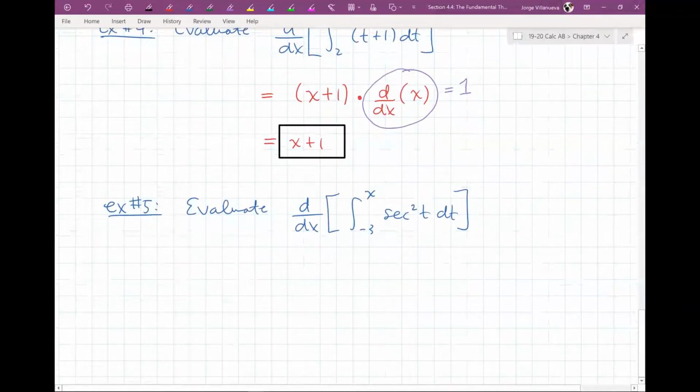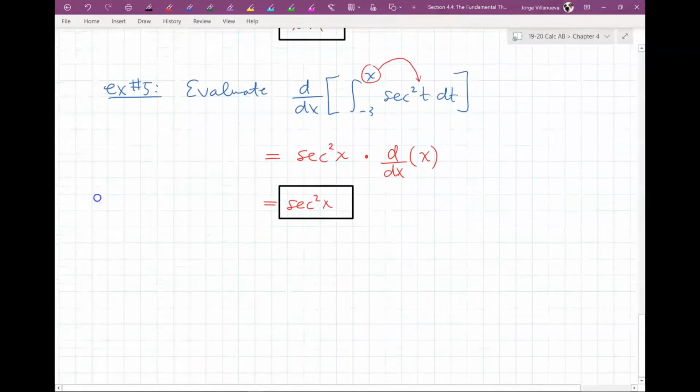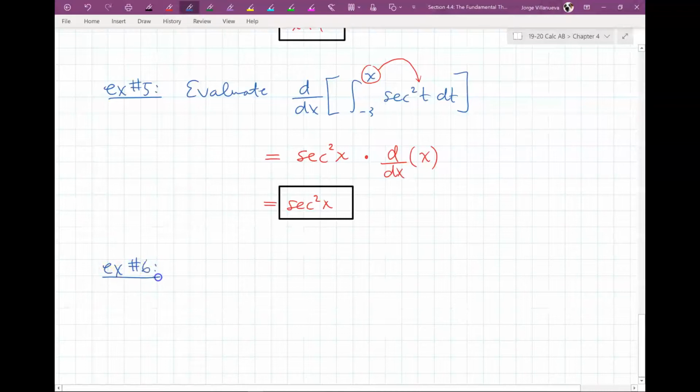So notice, derivative of an integral with an expression as an upper bound. That's the second fundamental theorem of calculus. So first thing you do, get that variable and plug it in. So that's going to be secant squared x times the derivative of my upper bound. So what's the derivative of x again? It's 1. So what's my answer? Secant squared x, right? Okay, no big deal. The only time this becomes interesting is the next example. So example number 6. And this is the last thing.